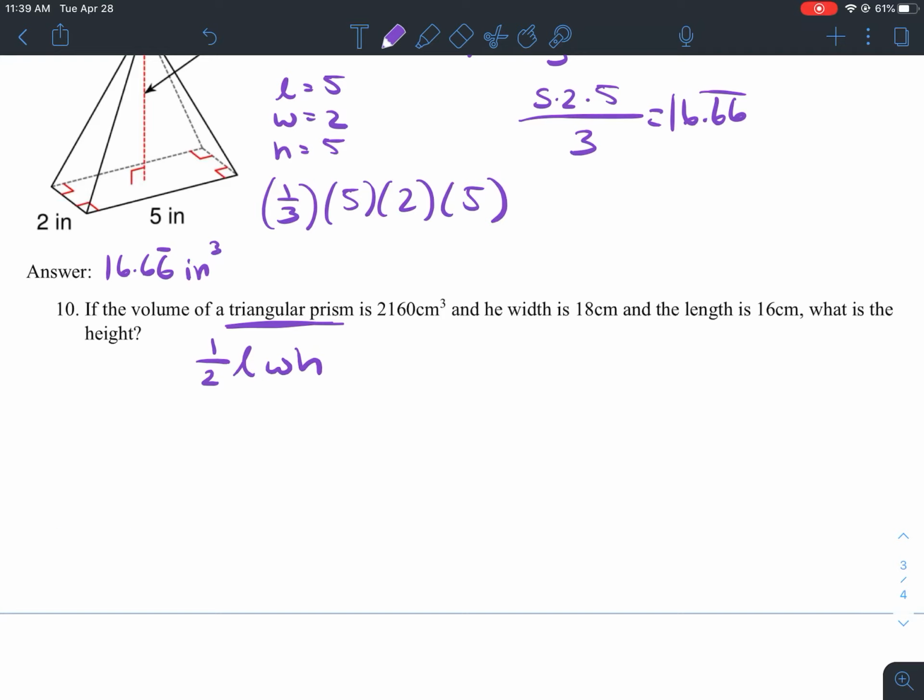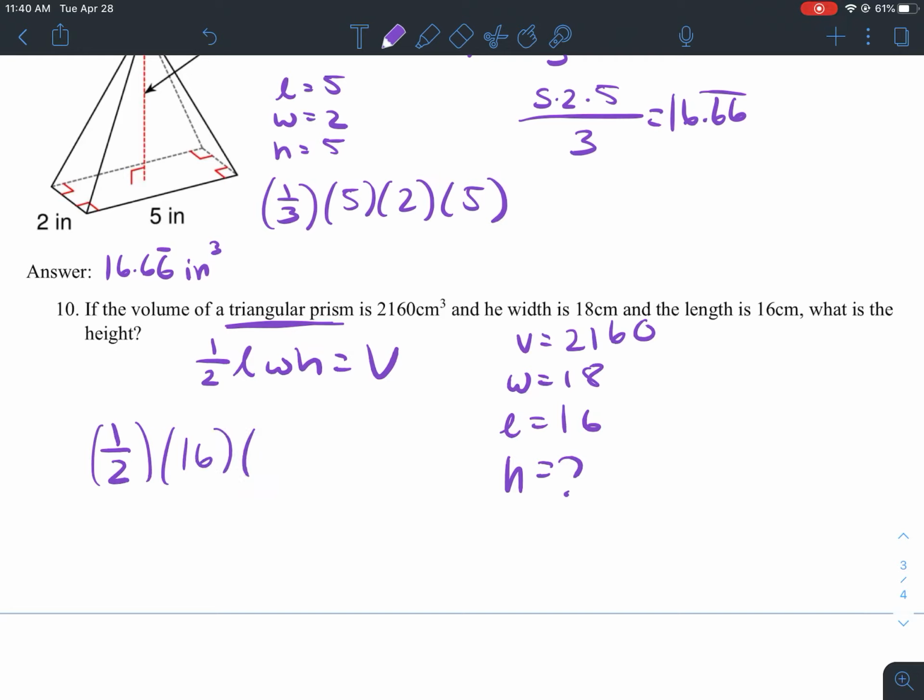So now we know it's a triangular prism, so we are using our 1/2 length, width, height formula. And we know that this equals volume. They tell us that our volume is 2,160, our width is 18, and our length is 16. They're asking for the height, so that's what we're searching for here. So we get 1/2 times our length, which is 16, times our width, which is 18, times our height, which we don't know, and that equals 2,160.